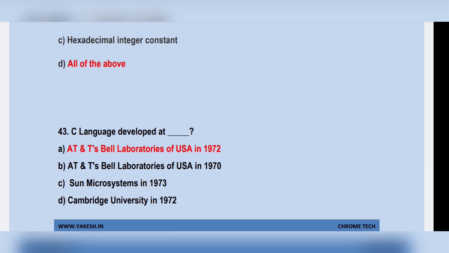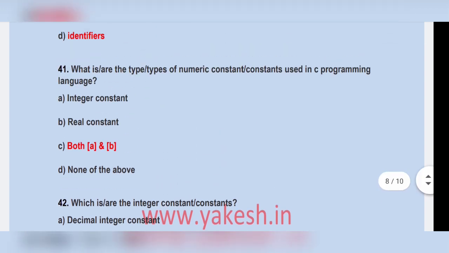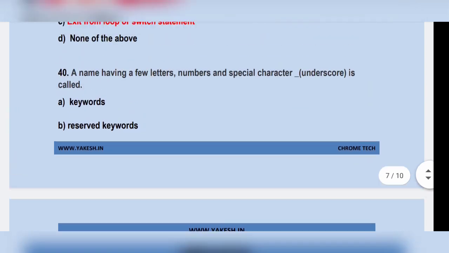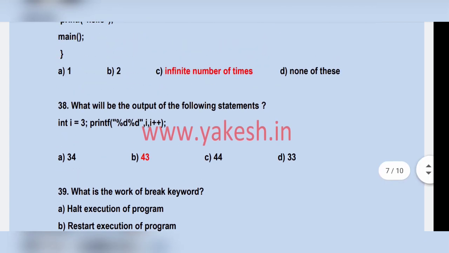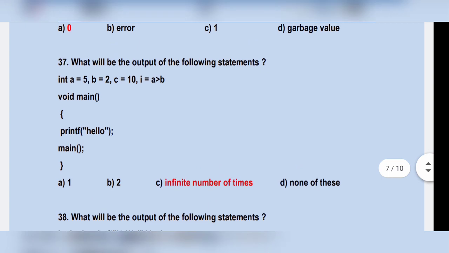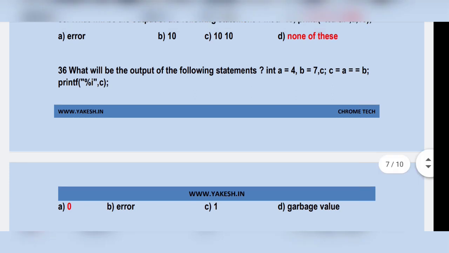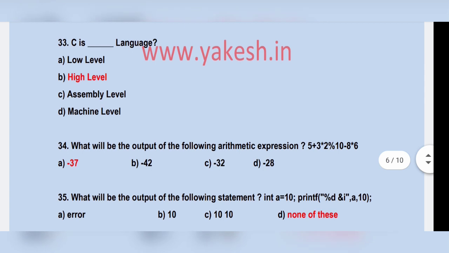C language developed at, option A. Next question: which is an integer constant? Option D, all of the above. A name having a letter, number and the special character underscore is an identifier, option D. What is the work of the break keyword? Option C, exit from loop or switch statement. What will be the output for the following statement? Option D, none of the above.